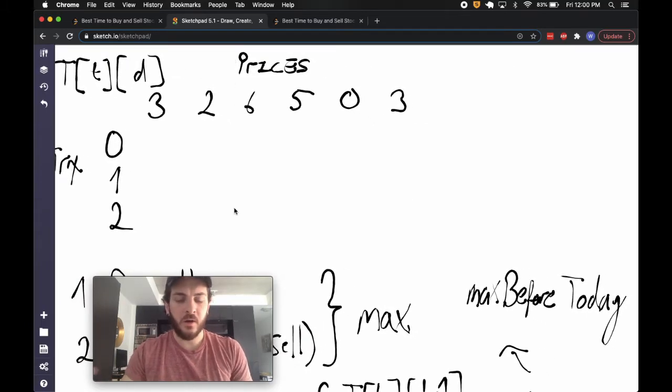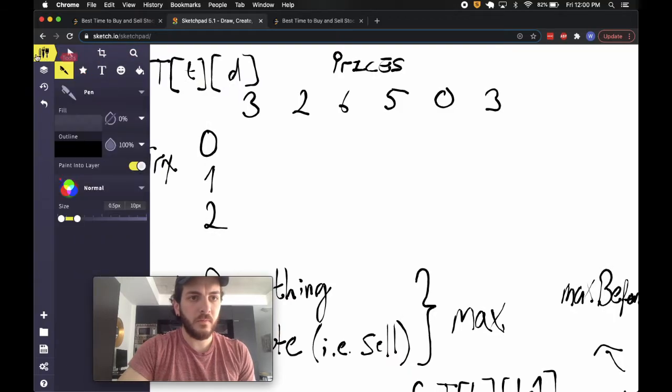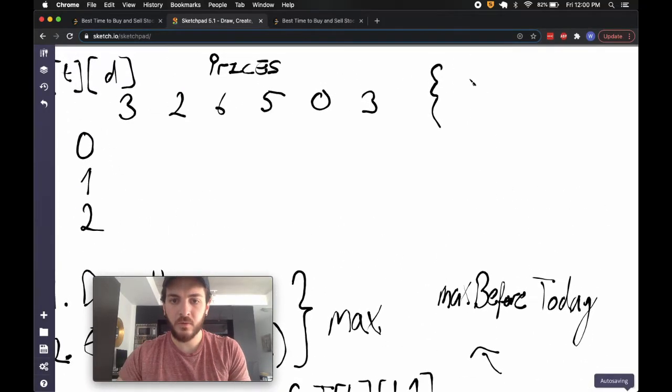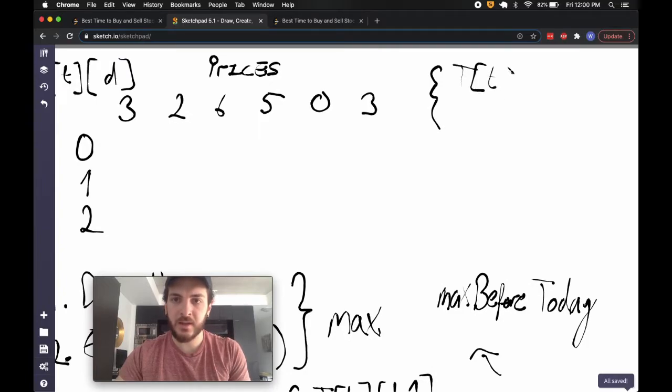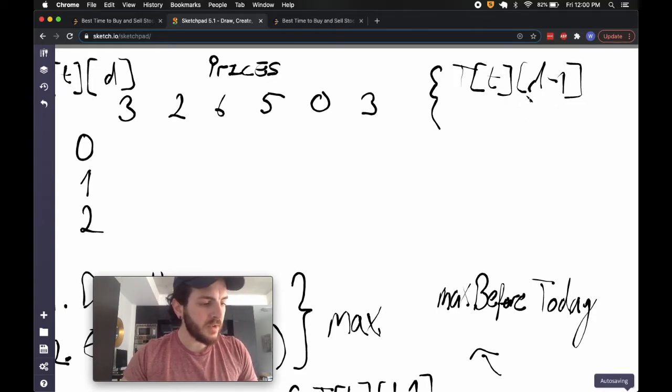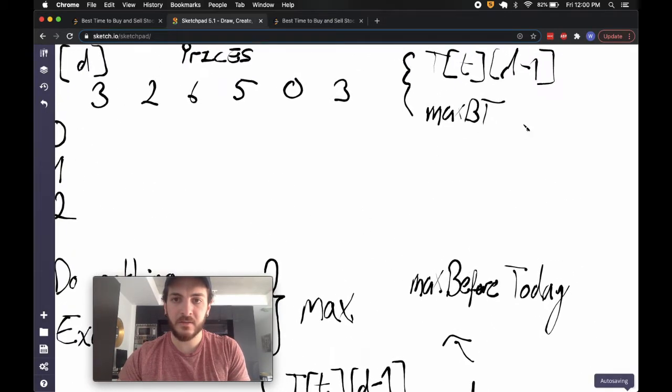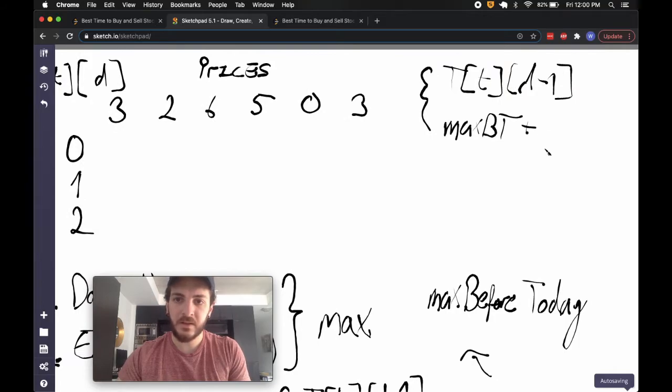And so we're saying that at any given point, we wanted to define two things. First, we said we're going to have the max between either doing nothing, which was dp of t, d minus 1, or the maximum so far. The max so far, or max before today, really we called it, was equal to the following: max BT, max before today, that's this part, plus today's price, which is prices of d.